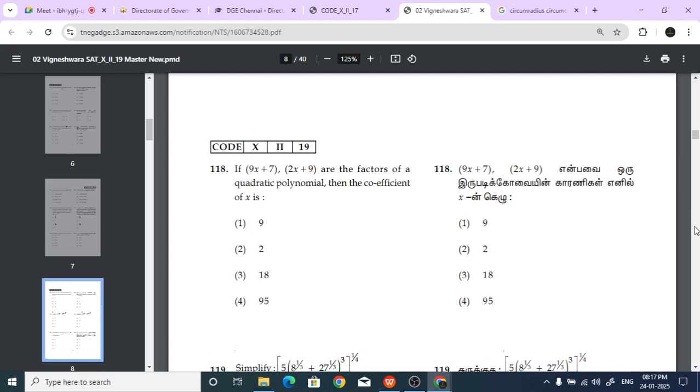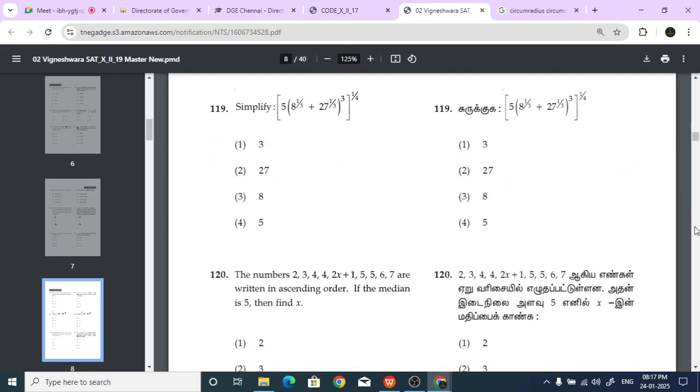Okay, one last question. 5 into bracket 8 power 1 by 3 plus 27 power 1 by 3, whole power 3, and then whole power 1 by 4. You have to take the innermost bracket: 8 power 1 by 3 plus 27 power 1 by 3. 8 power 1 by 3 is equal to how much? 8 is 2 power 3. So 2 power 3 whole power 1 by 3 will be equal to 2.